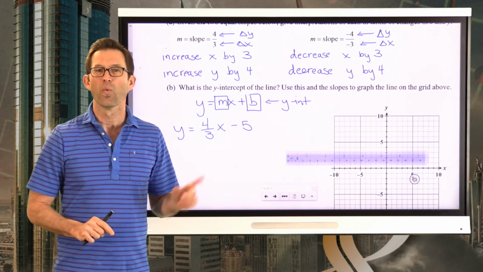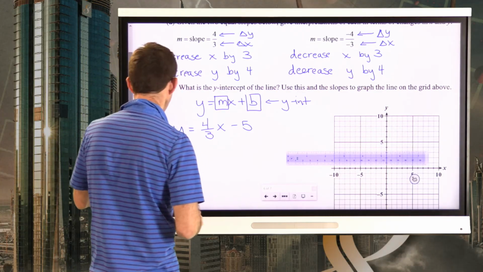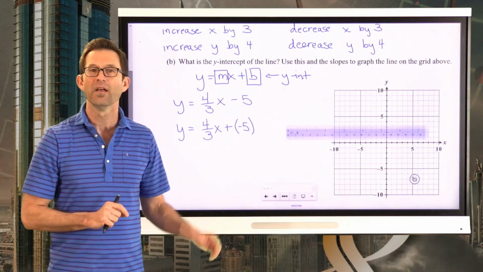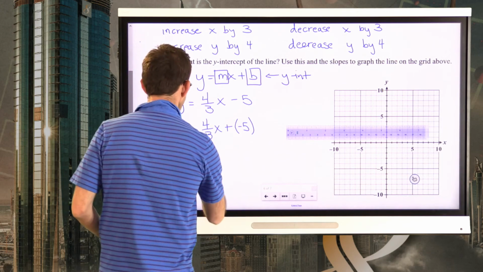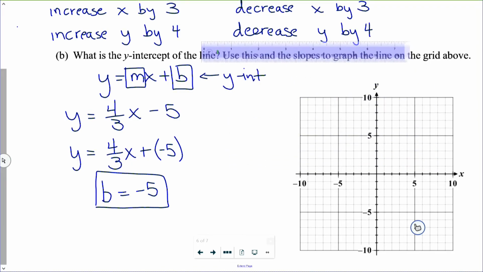But remember, we can always take a subtraction and turn it into an addition of a negative number. So really, y equals 4/3 x minus 5 can be thought of as y equals 4/3 x plus negative 5, right? Subtracting 5 and adding a negative 5 are exactly the same thing, which means that my y-intercept is negative 5. And that's the first time we've definitely seen that. So let's do it. Let's plot that y-intercept down here at negative 5.